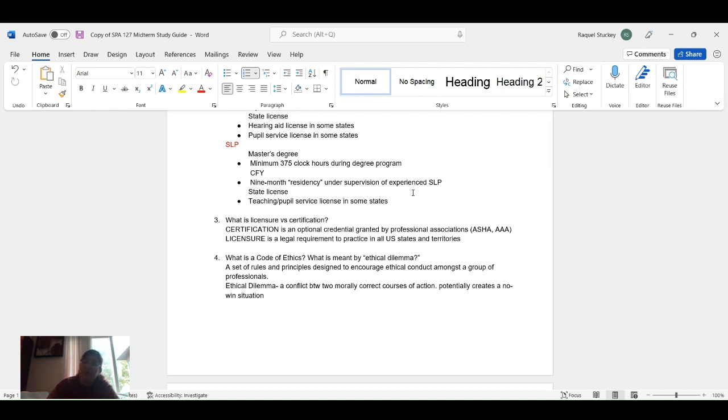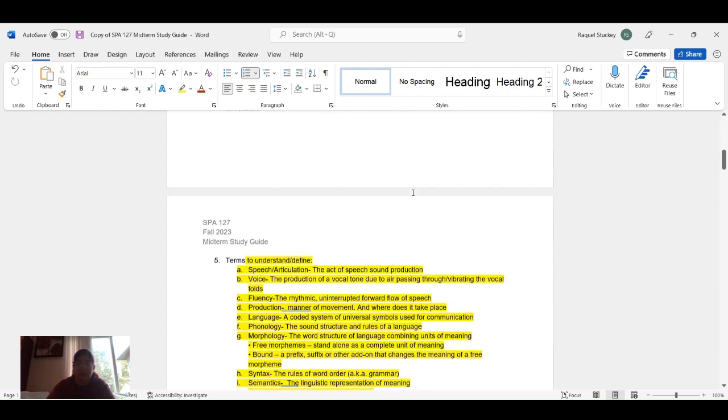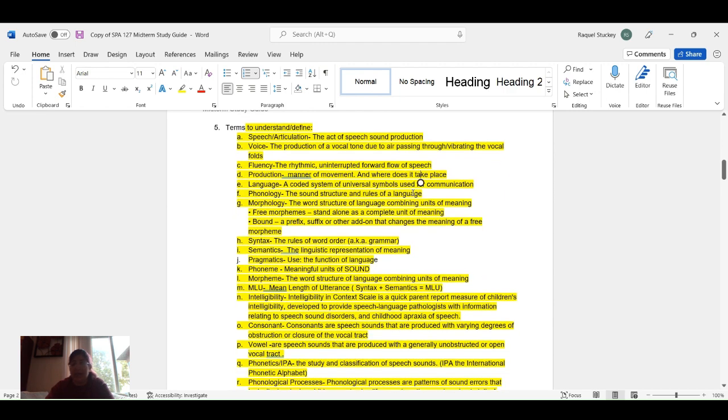Smallest meaningful unit of sounds: phonemes. Speech sounds that are produced with varying degrees of obstruction or closure at the vocal tract: consonants. Speech sounds that are produced with a relatively open or unobstructed vocal tract: vowels.